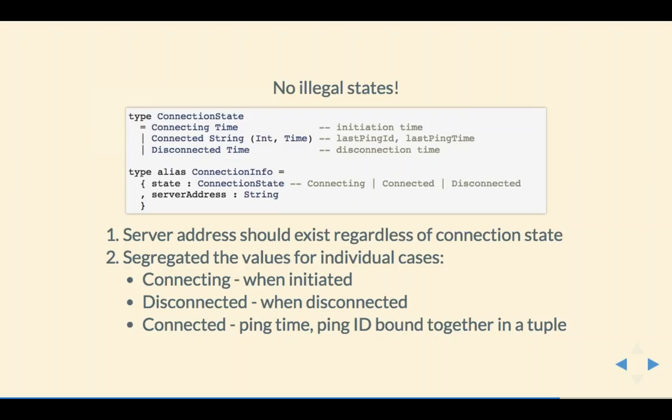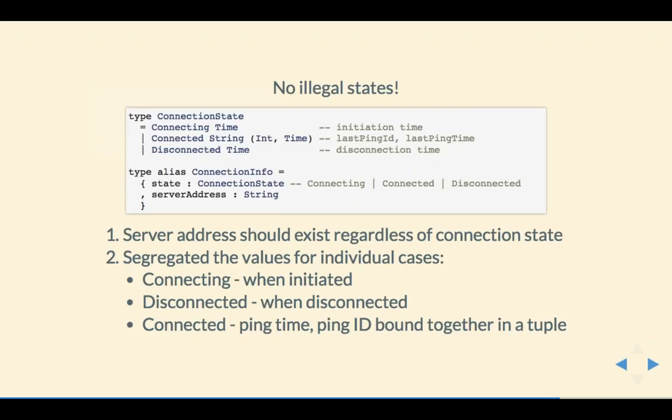And the same goes for the connected state. I can't be connected without there being a session, a last ping ID and a last ping time. The moment I connected is the ping. So if my state of my connection info is connection state, which is one of these three, those three come with their associated data. And it's impossible for me to write code that has a connection state without the associated time.